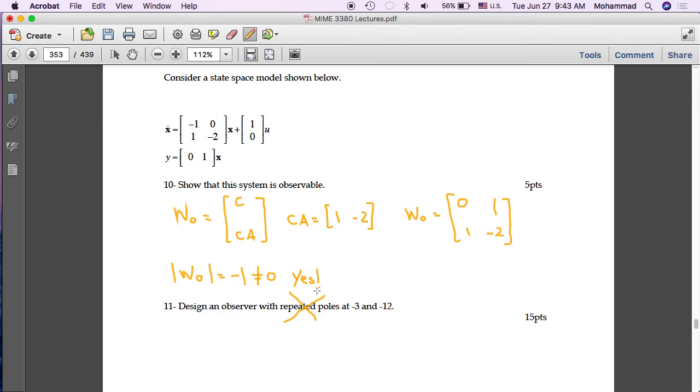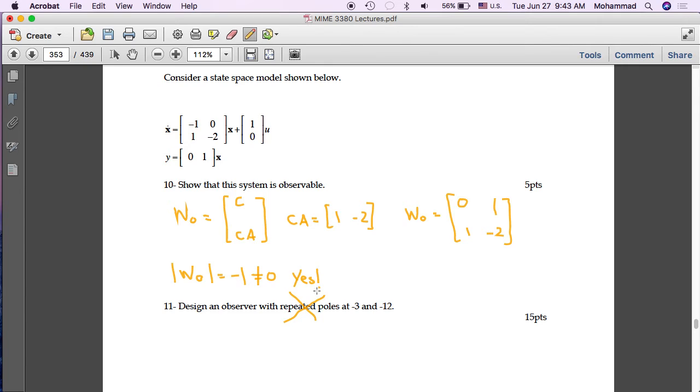Yes? Can you explain CA again? Yeah, CA is C times A. C is 0, 1, so it is 1 by 2, 1 row and 2 columns, which is now multiplied by 2 by 2. So the result is 1 by 2. This row gets multiplied by the first column: 0 multiplied by -1, 1 multiplied by 1, and they get added up. The first column is 1. Similarly, for the second column, 0 gets multiplied by 0, 1 gets multiplied by -2, and they get added up. So 1, -2.